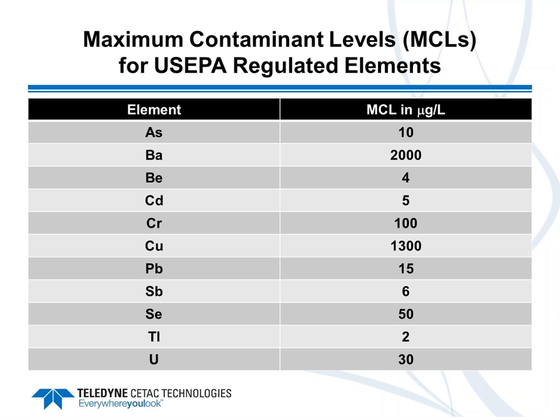Here is a list of the MCLs, or again, the maximum contaminant levels, for some of the US EPA regulated elements. And there at the bottom you see uranium again at 30 micrograms per liter. We'll look at these elements using both the standard nebulizer and the ultrasonic nebulizer in this very hard water matrix.